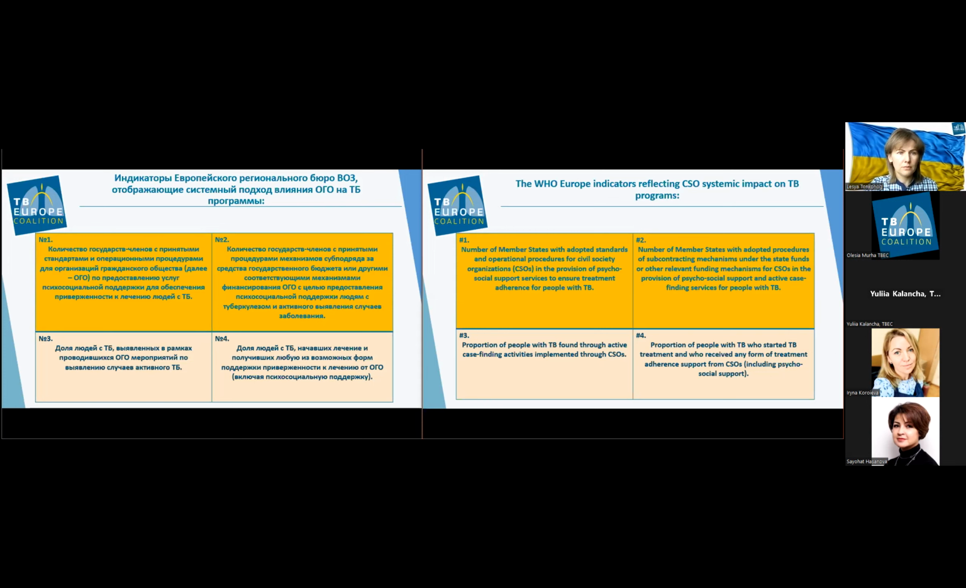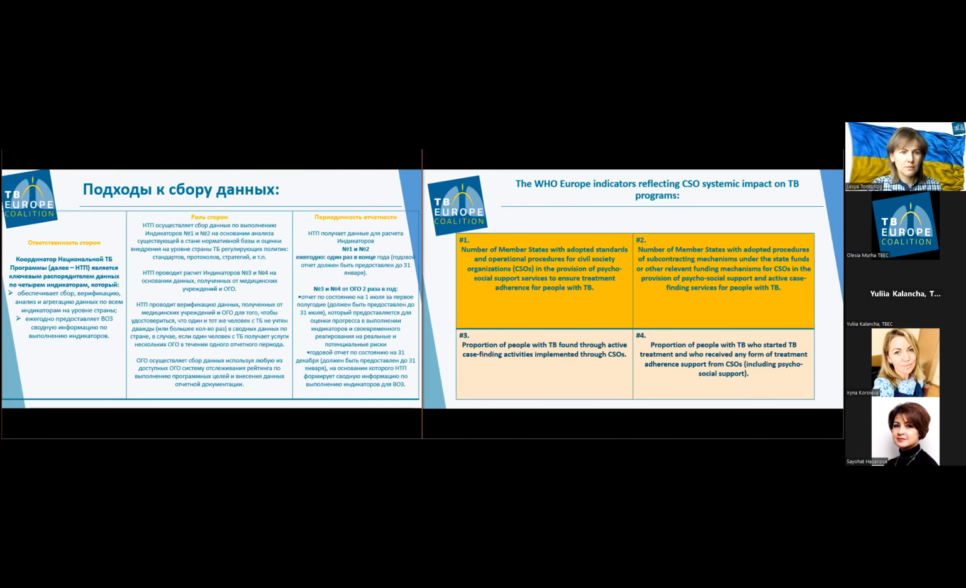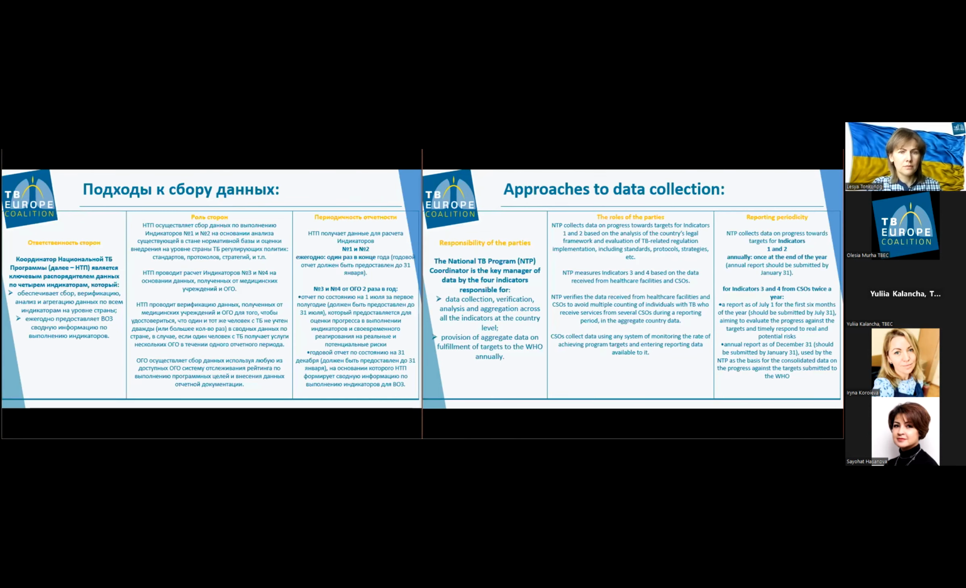Indicators 1 and 2 show the impact of communities in line with state policies and procedures. The third indicator is based on the number of people who are covered with specific services. That's the difference in the approaches to indicators 1 and 2 and 3 and 4. And now let's proceed with the next slide.